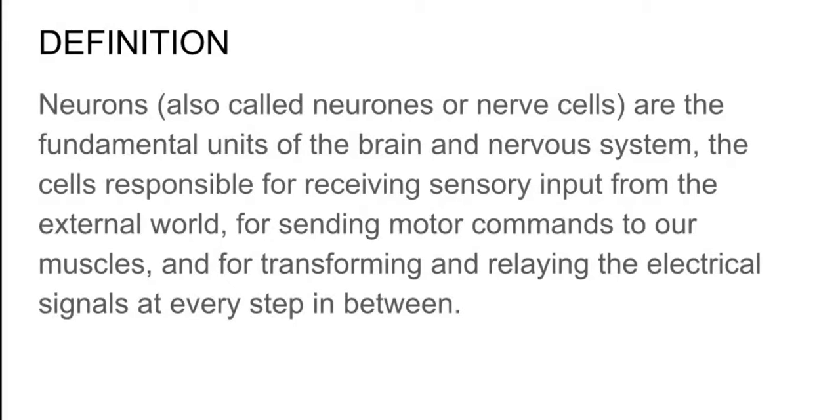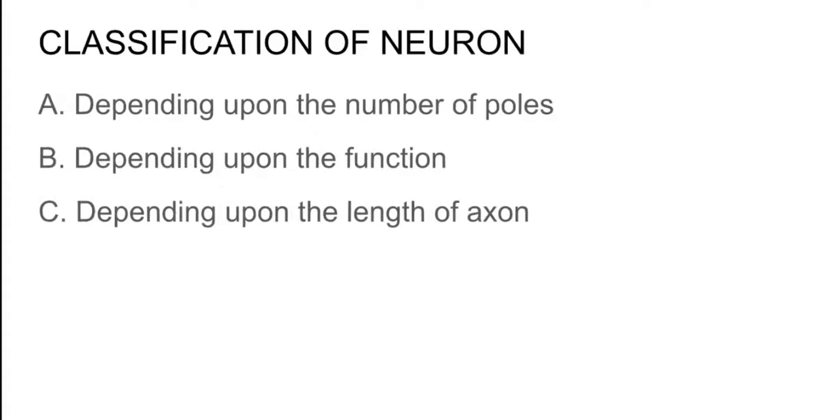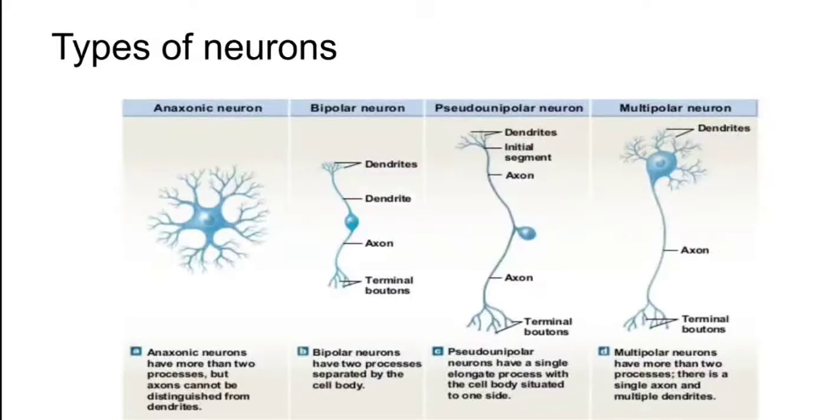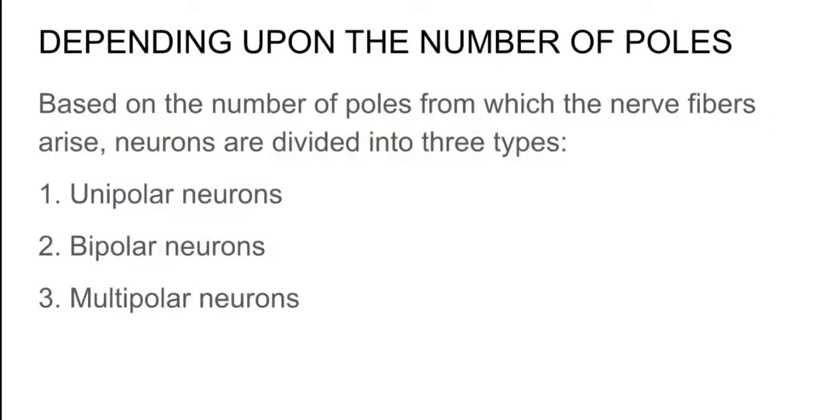So this is the definition of neuron, and classification of neuron depending upon the number of poles, depending upon the function, and depending upon the length of axon. Types of neurons: unipolar neuron, bipolar neuron, pseudo unipolar neuron, multipolar neuron.